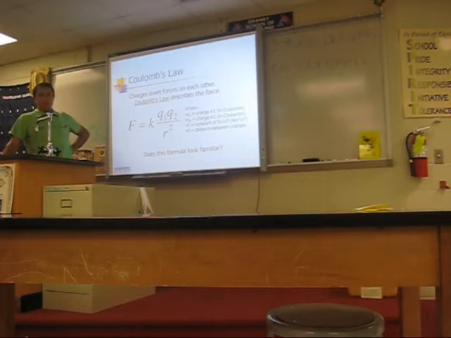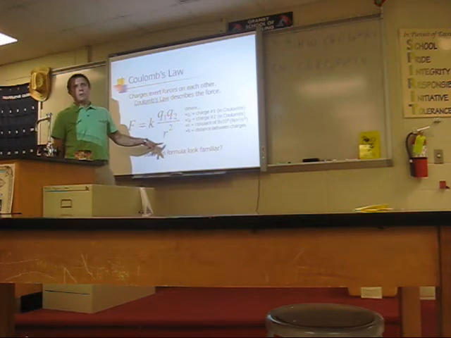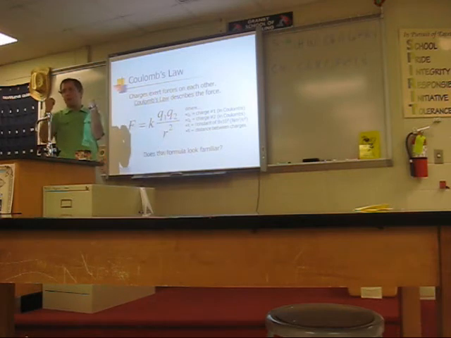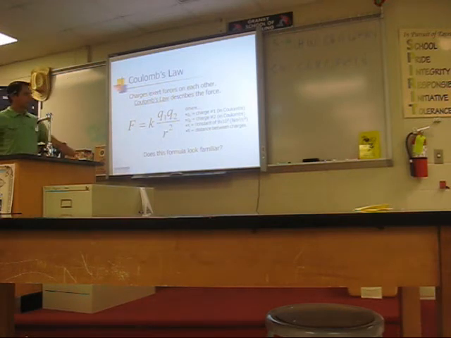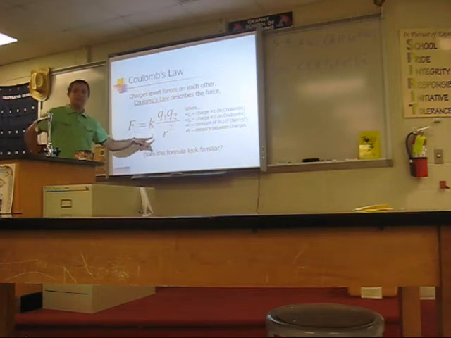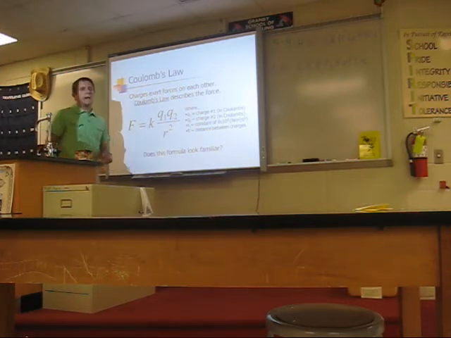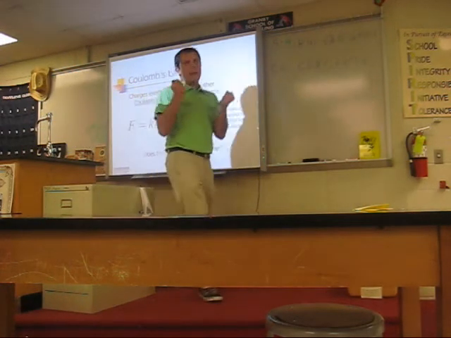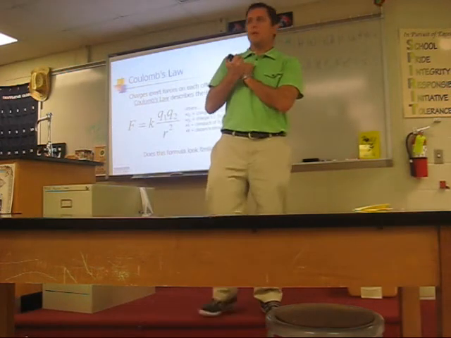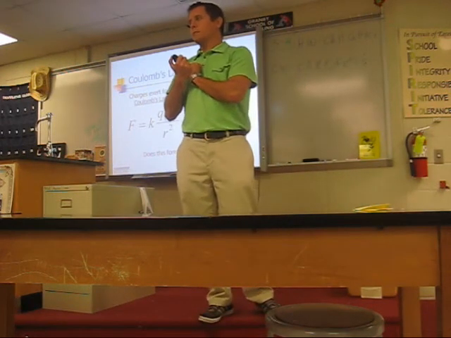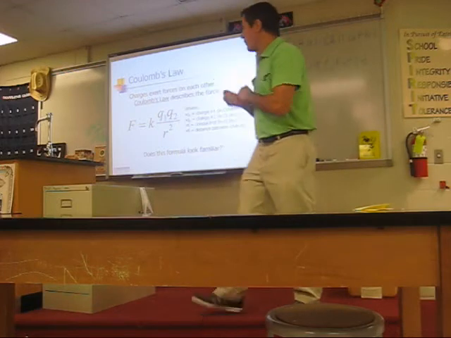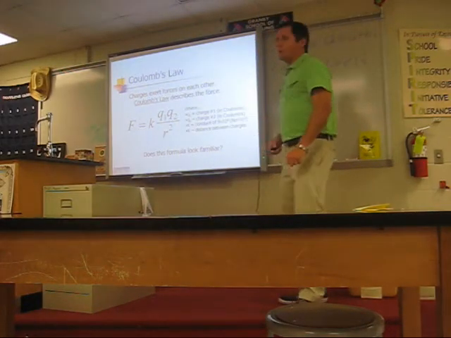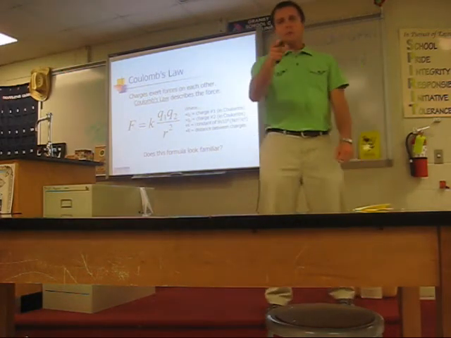Force equals K Q1 Q2 over R squared, where R is just the distance between the objects, which are the two charges. K is a constant, 9 times 10 to the 9th. And this talks about how strong of a force two objects have between each other to get pulled towards each other. That's Coulomb's law. So we'll pause there and let you copy it down.